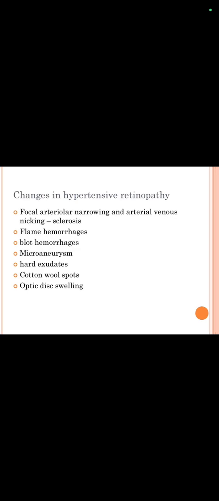Now what are the different changes in hypertensive retinopathy? There are focal arteriolar narrowing, arteriovenous nicking and sclerosis changes; arterial changes we will see later. Then there are flame shaped hemorrhages if the superficial capillary plexus is affected. There will be blot hemorrhages if the deep plexus is affected, and there will be microaneurysms also. There will be hard exudates if there is exudation in the plexiform layer, and cotton wool spots if there is exudation in the nerve fiber layer. Then optic disc swelling will also be there.